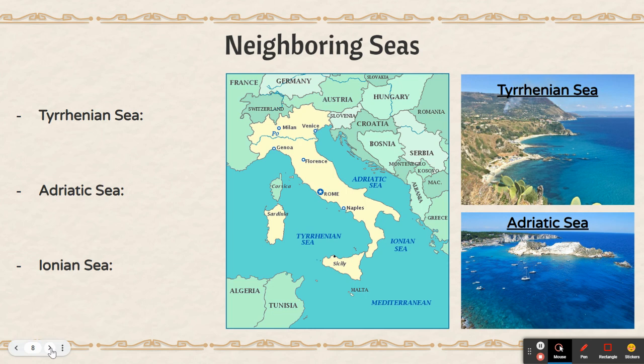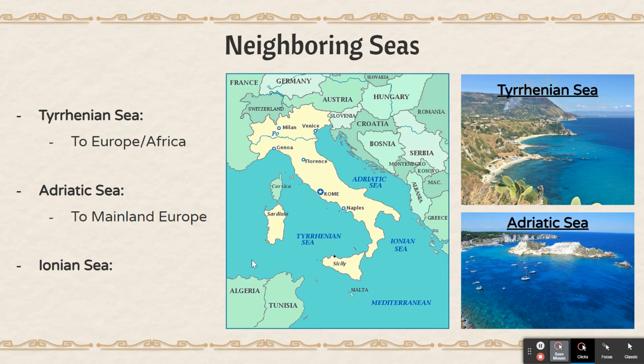Now, there were some other bodies of water that were important, some neighboring seas. The three main seas, and you can see here in our picture, is first of all the Tyrrhenian Sea. And that one really, you can travel to Europe on this side and then to Africa down here. The Adriatic Sea, which is in between here, it's the skinnier part, that really gets you to mainland Europe. So they could travel that way by sea. And then the Ionian Sea really was a connector between Rome and Greece. So these were really important seas that helped mostly with the travel and trade.